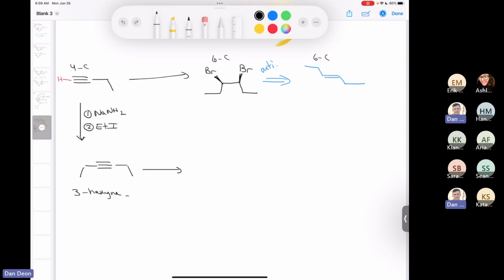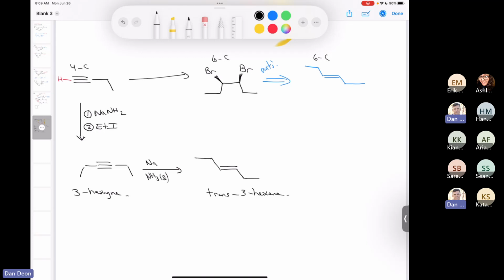I'm going to have to do a sodium metal reduction, right? So I'm going to use sodium, and I'm going to put that in liquid ammonia, and that's going to reduce the alkyne to the trans alkene. So that gives me the trans alkene, like this. Again, this is trans. So this would be trans-3-hexene is the name of this compound.